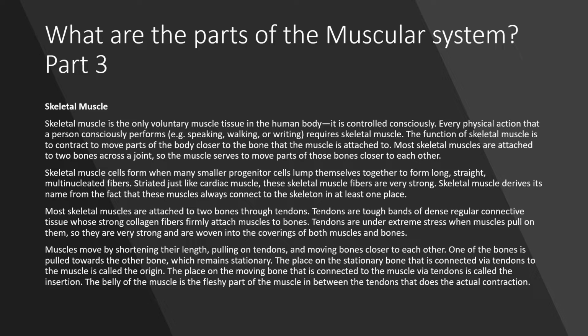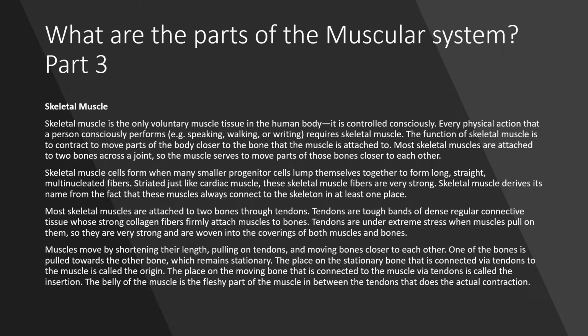Skeletal muscle cells form when many smaller progenitor cells lump themselves together to form long, straight, multinucleated fibers, striated just like cardiac muscle. These skeletal muscle fibers are very strong. Skeletal muscle derives its name from the fact that these muscles always connect to the skeleton in at least one place. Most skeletal muscles are attached to two bones through tendons.